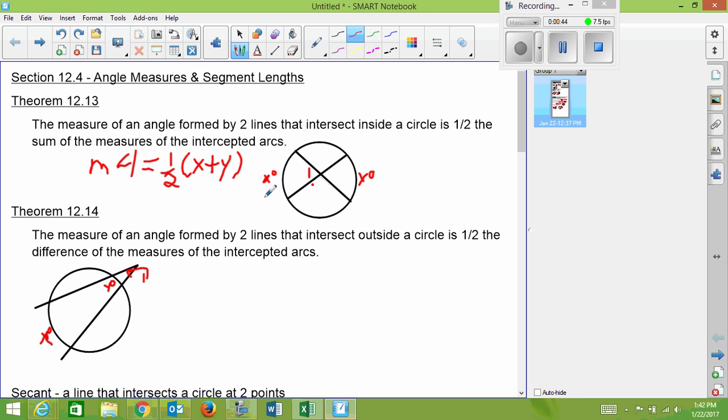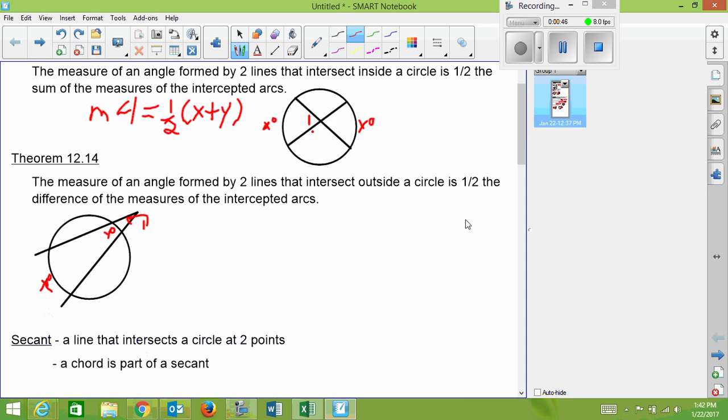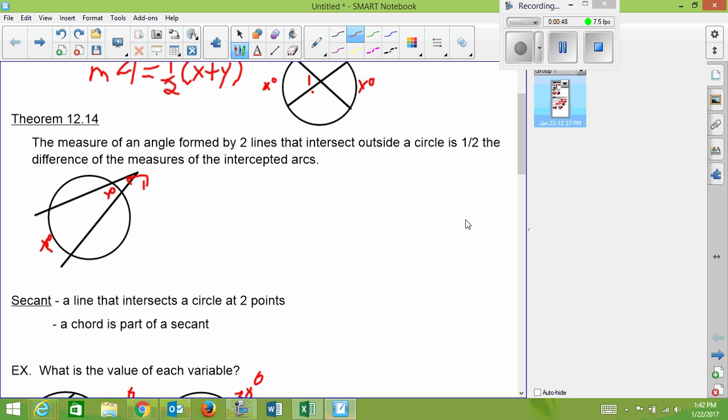Theorem 12.14: the measure of an angle formed by two lines that intersect outside a circle, right here they intersect outside, is half the difference of the measures of the intercepted arcs. So to find the measure of angle 1, you are going to take x minus y, and you're going to take half of that, half of the difference.